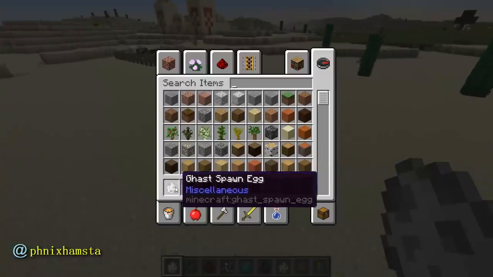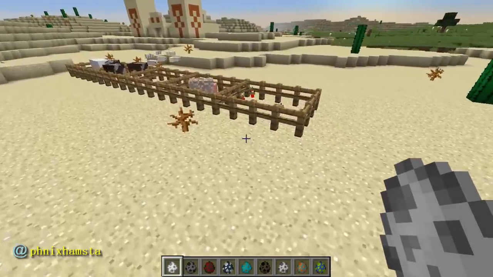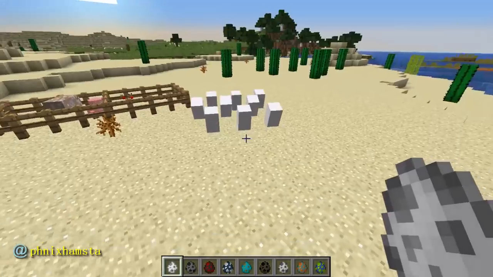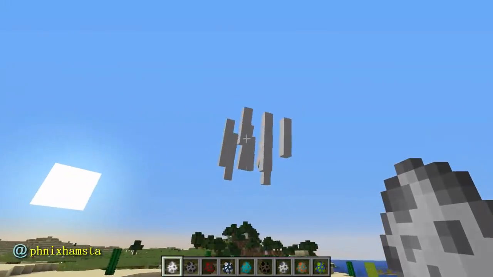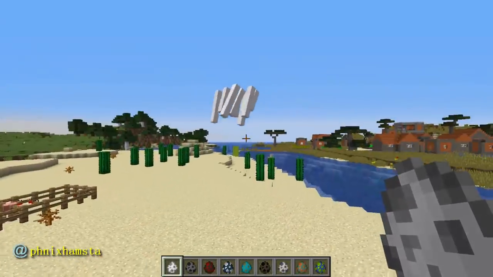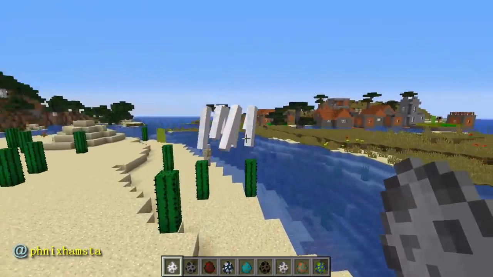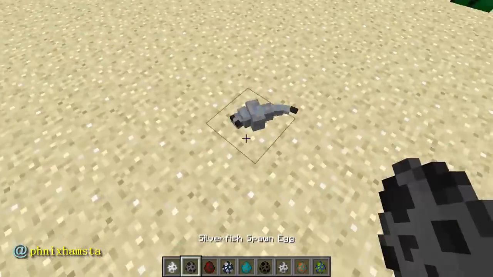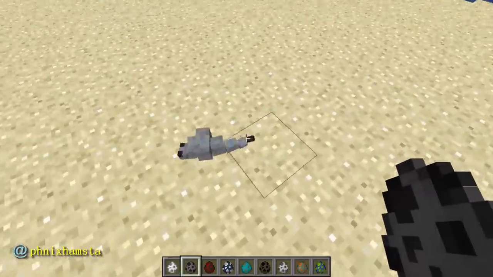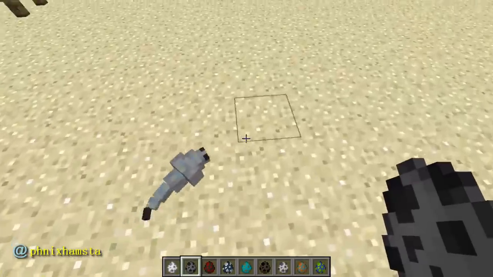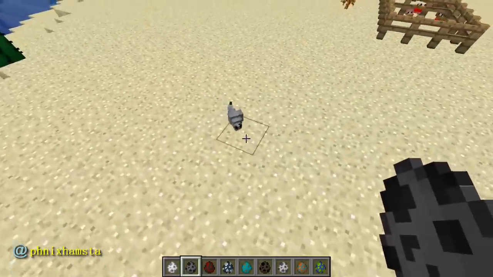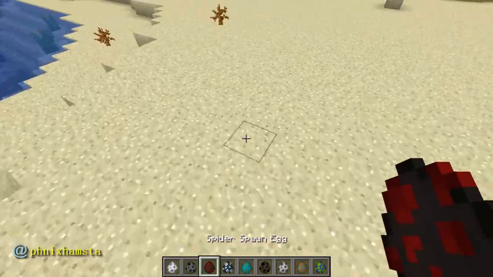So what I have here, a ghast. You can probably imagine what I did with the ghast. Where's the ghast? There's the ghast. Completely remove the cubic structure of the ghast, and now it's just the tentacles flying around. Here's a silverfish without any hair. So it's essentially just an insect without... It's basically the bare bones of the insect.